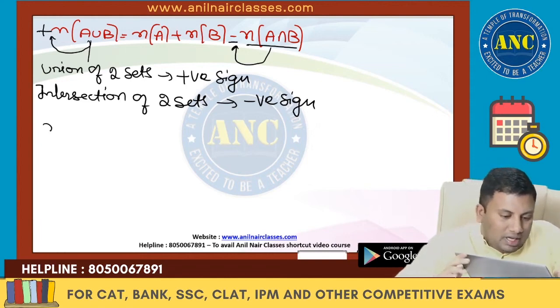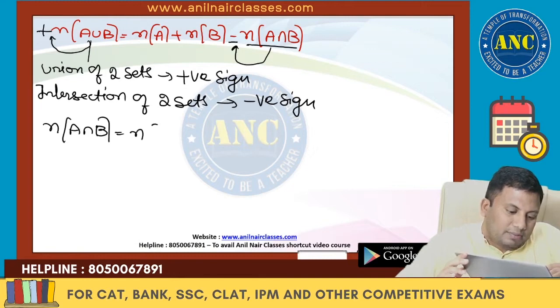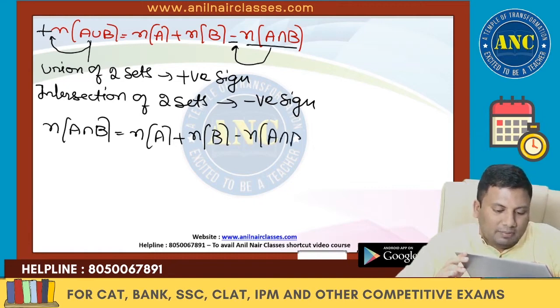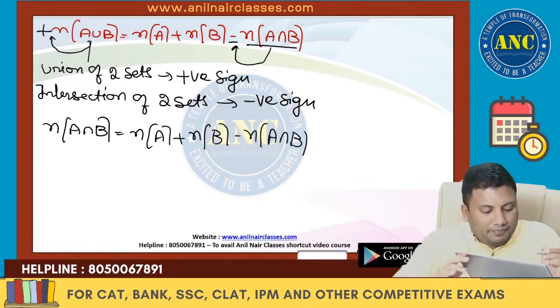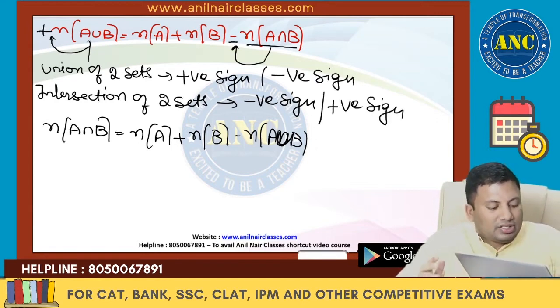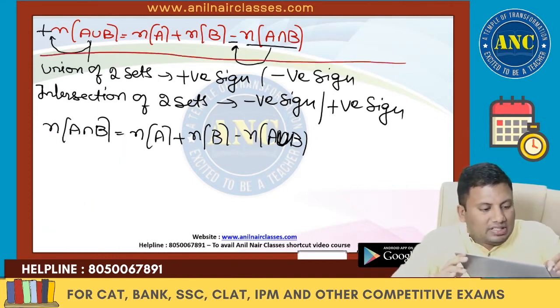Similarly, if I put A intersection B on the left side, N of A intersection B will become N of A plus N of B minus N of A union B. That means if union has got a negative sign, intersection will have a positive sign. I hope this concept is clear.